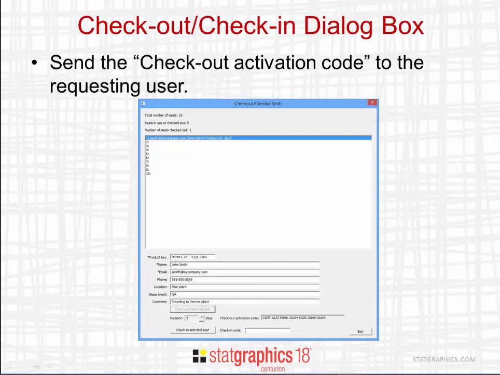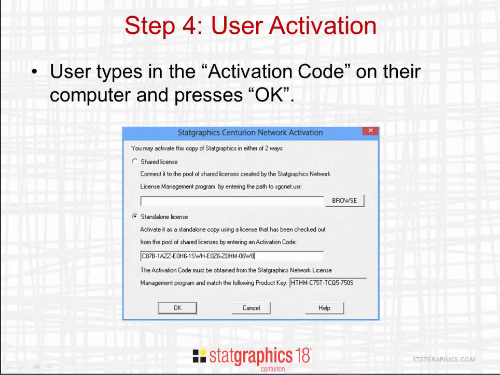The user's information should now appear alongside the selected seat number. In addition, down near the bottom of the dialog box, there'll be a Checkout Activation Code. You need to send that code to the user that requested the seat. Once the user receives the activation code from the network administrator, they can copy and paste it into the empty field under standalone license. Press OK and Statgraphics 18 will launch.